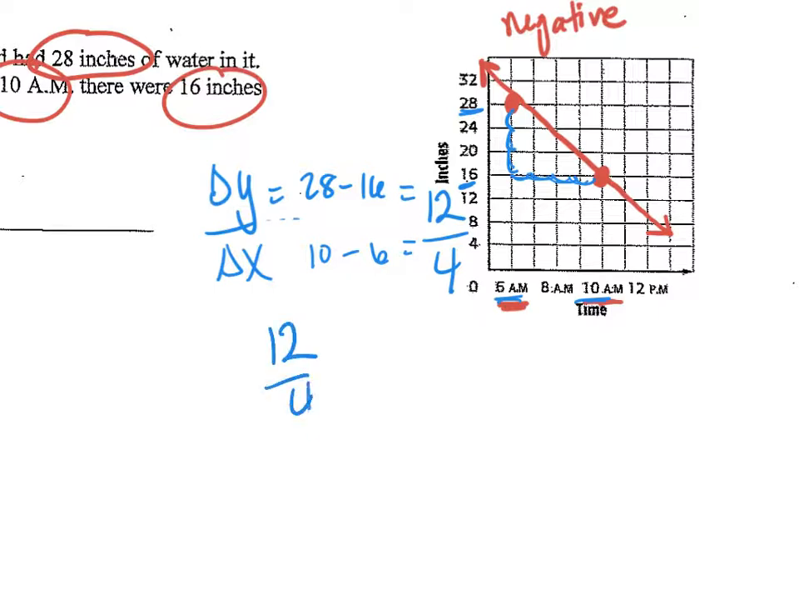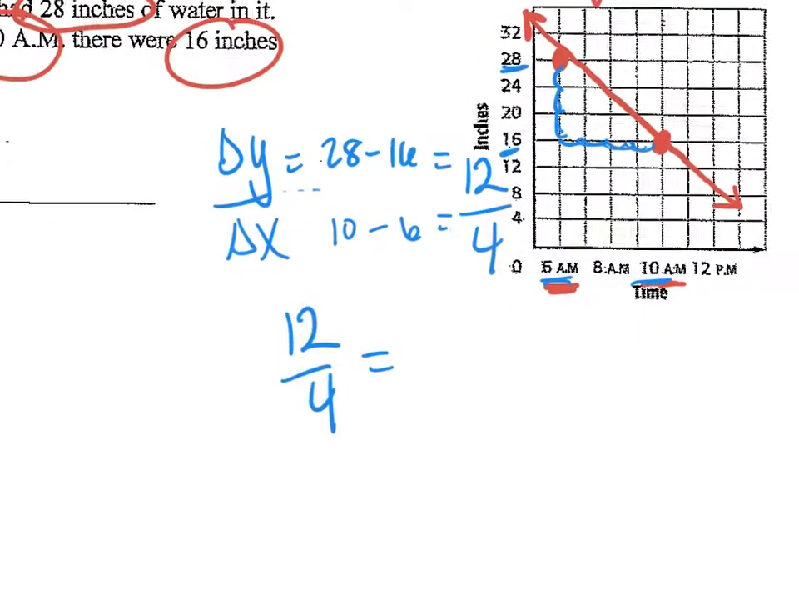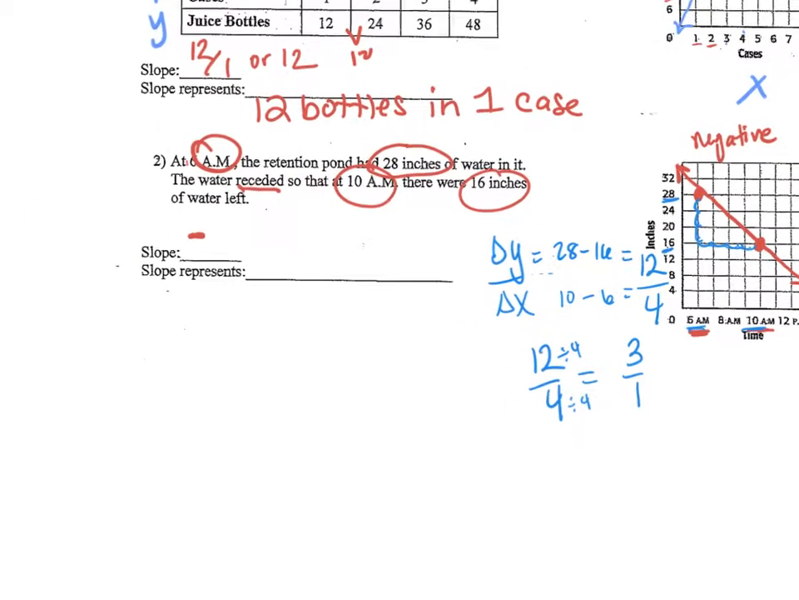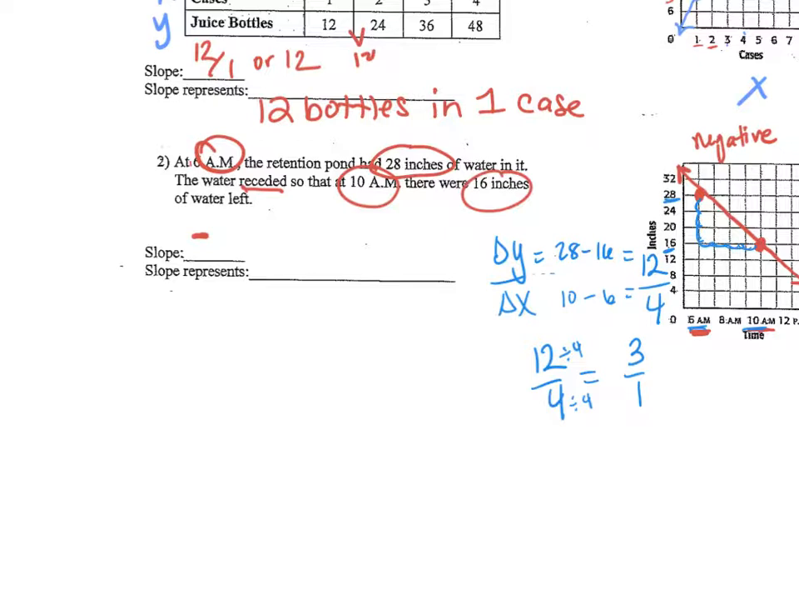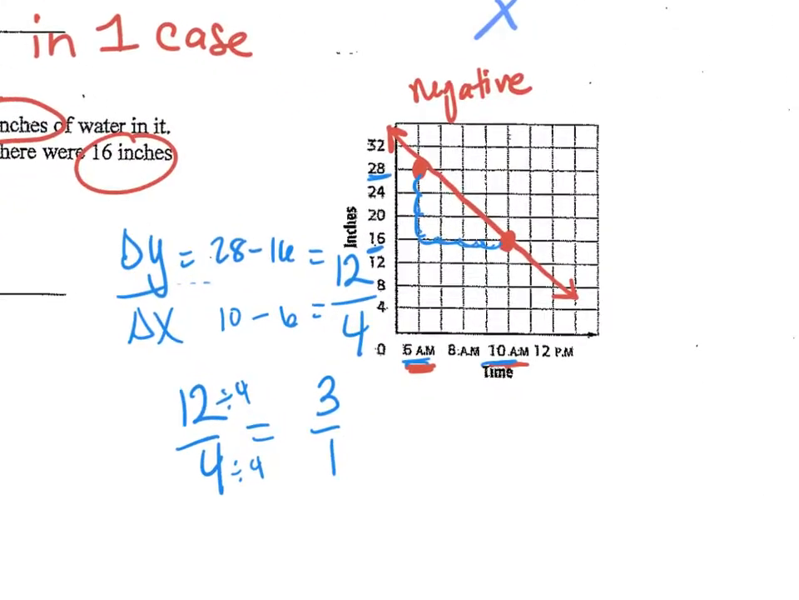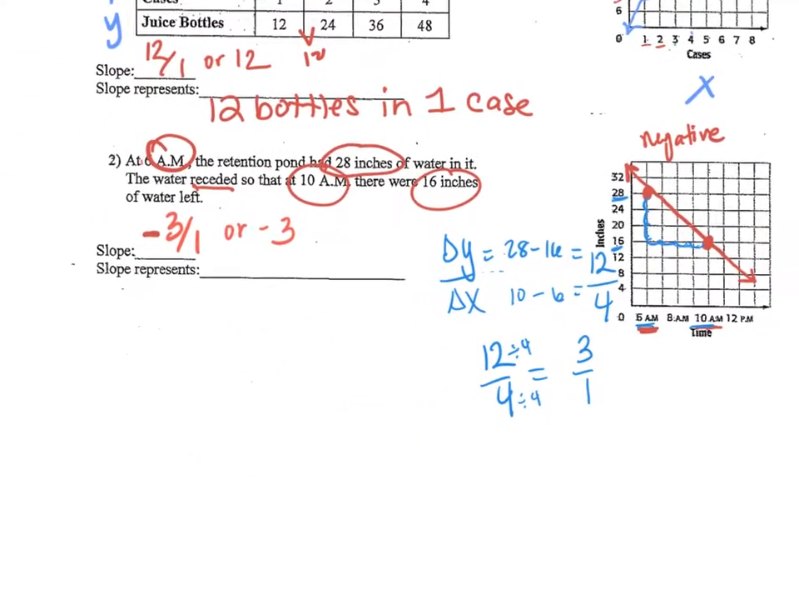So if I've got 12 over 4 as my slope, I really want my slope to be over 1, kind of like when we did unit rate, constant of proportionality. There's no other way to explain 3 over 1. Good. So we can reduce those both by 4. So that's 3 over 1. So my slope is negative, since it's going down, negative 3 over 1, or negative 3. And that represents, let's look back at our graph, what it means.